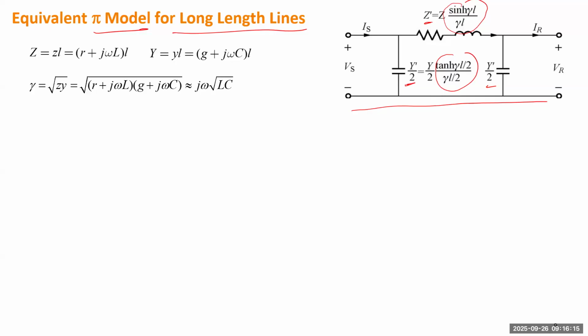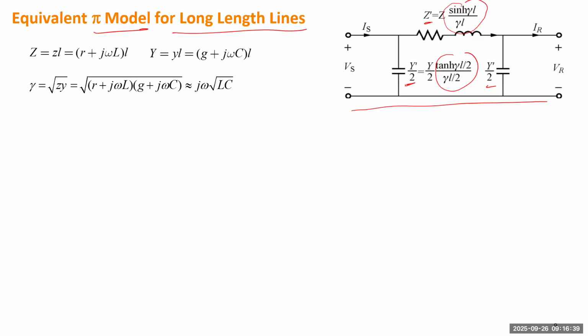You can just organize the data sheets with the series impedance, including the real part on the resistance, the reactance, because of the inductance of the line, and also half of the total admittance to the ground. We put the two halves on two ends.